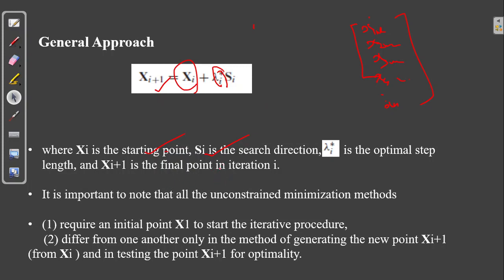So it is important to note that all the constraint minimization methods first require an initial point x1 to start the iterative procedure, and secondly differ from one another only in the method of generating the new point xi plus 1 from xi and in testing the point xi plus 1 for optimality.